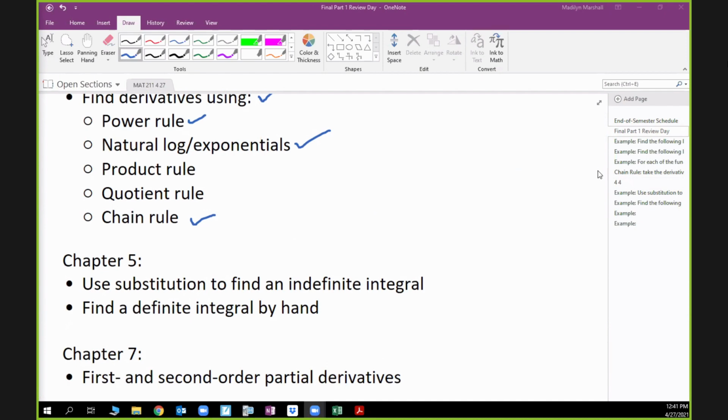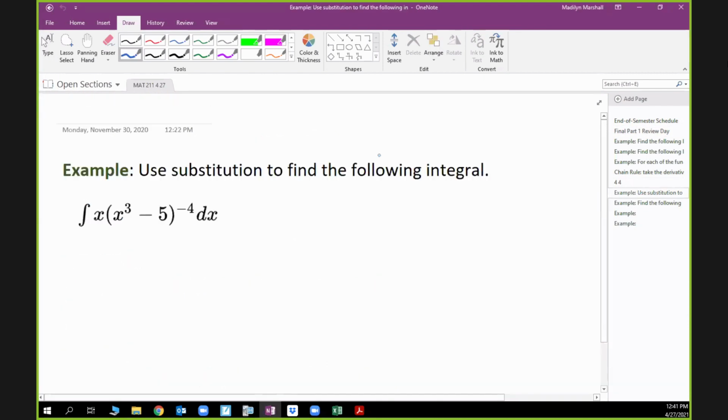Okay. So let's do an integration by substitution problem. So switching gears now, we were just doing derivatives, so now we have to reverse our brain and now think about integrals. So here is a substitution problem.